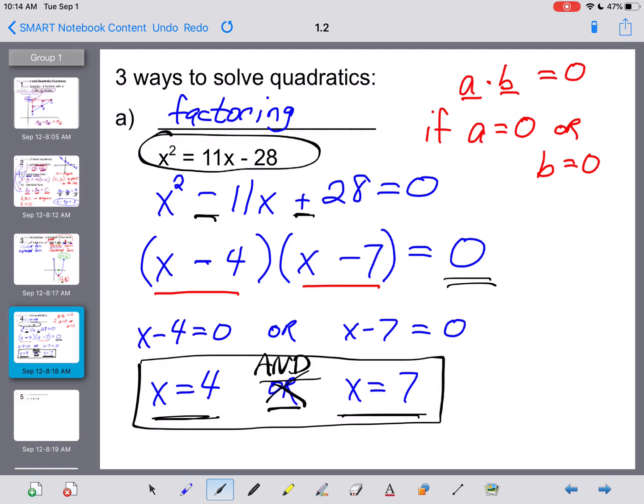Now, what we really mean to say right here, guys, is that a value of x will satisfy this original equation if that value is equal to 4 or if that value is equal to 7. It can't be both simultaneously. So that's where there's a little bit of a difference between the mathematical definition of the word or and the English definition of the word or. You guys are usually more inclined to use the word and here, but unfortunately that's mathematically incorrect.